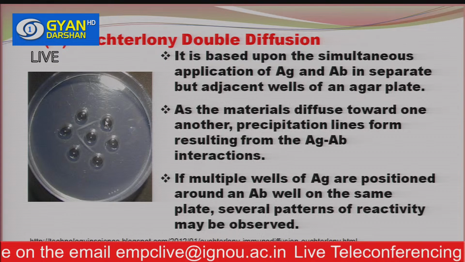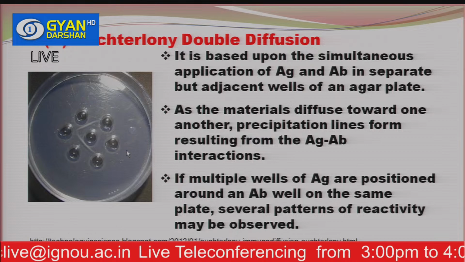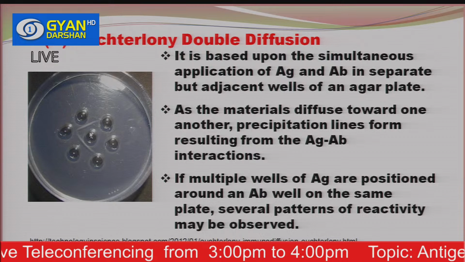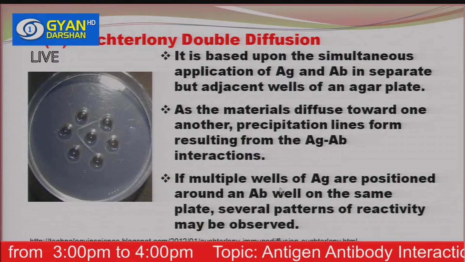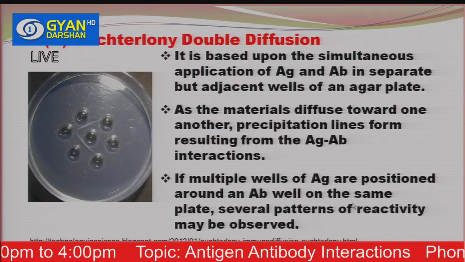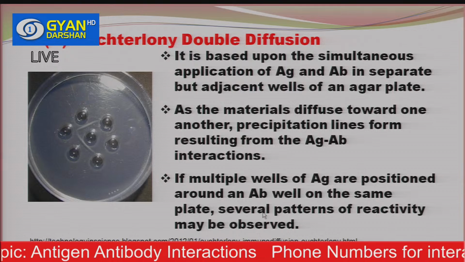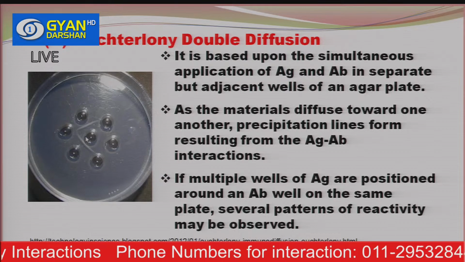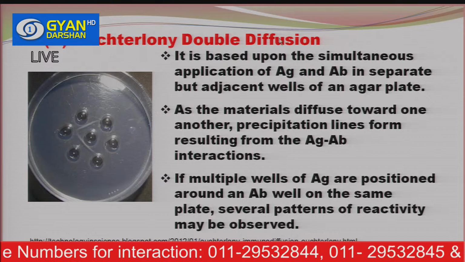So you can put your antigens and the antibodies which are available in the wells, and the precipitation ring forms. If multiple wells of the antigen are positioned around the antibody well in the same plate, several patterns of reactivity may be observed. The several patterns we can observe in the Ouchterlony double diffusion technique.